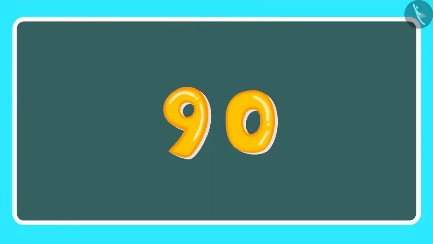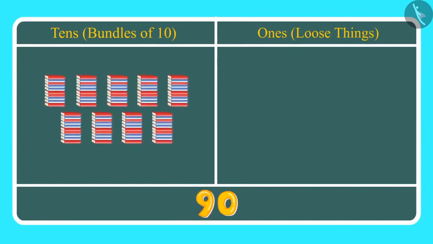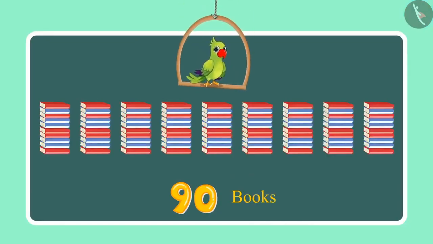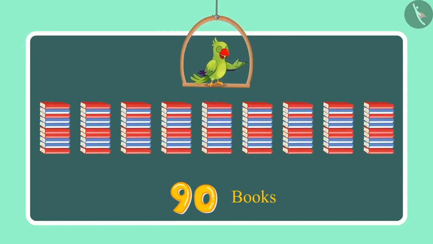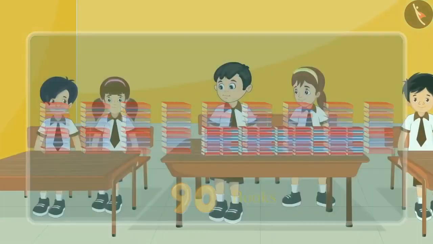Children, this is how we write 90. Here 9 is at the tens place and 0 in the ones place. This means we have 9 tens, which we can also call 9 bundles of 10, which is 90, and there is no ones here. So did you see, children? 9 tens means 90 books. This shows that Choto and Aarti have counted 90 books so far.